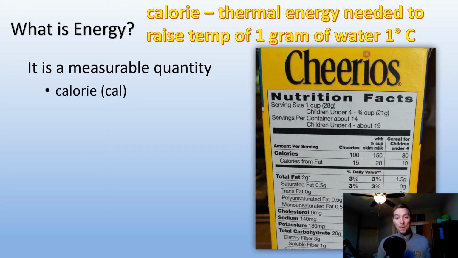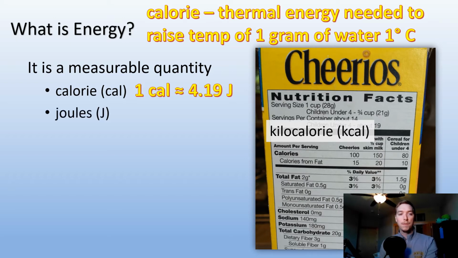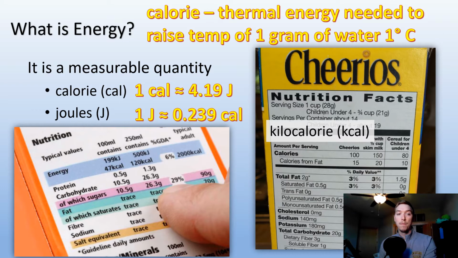And we see that all around us, right? We see it on food. Usually on food, it's expressed as a kilocalorie, kcal. So if we remember our prefixes, just 1,000 times more, right? So 1,000 calories. It's also represented by joules in some cases. So 1 calorie is equal to about 4.19 joules, and likewise, 1 joule is equal to about 0.239 calories.